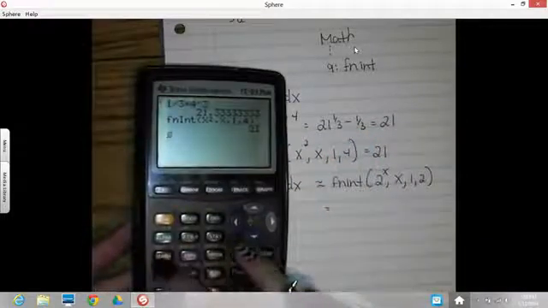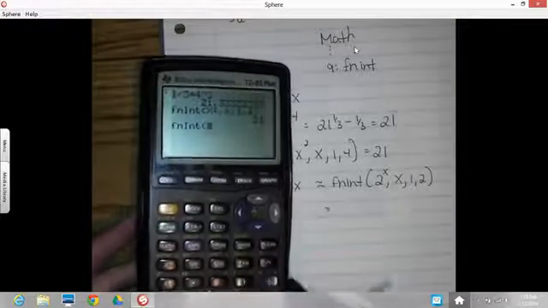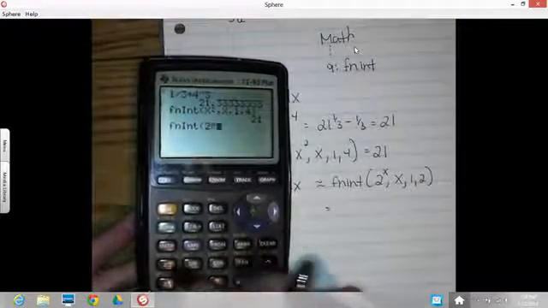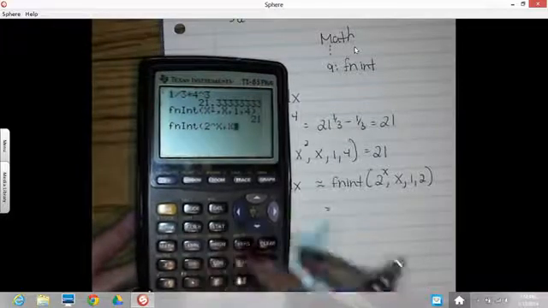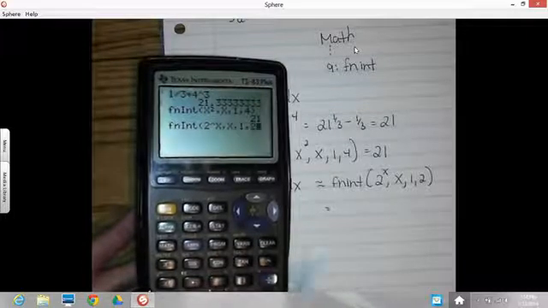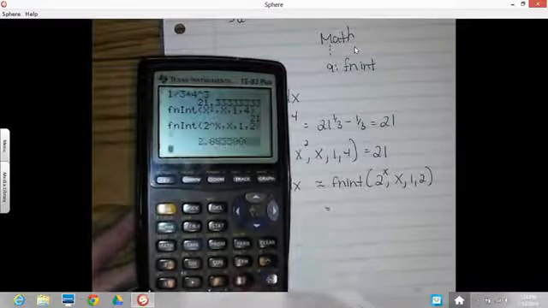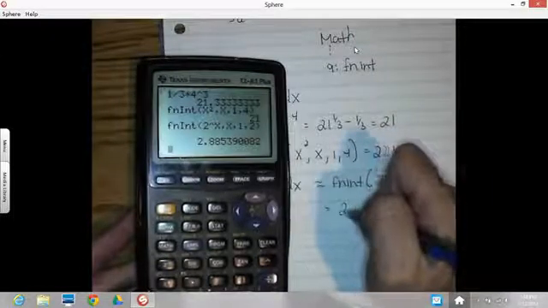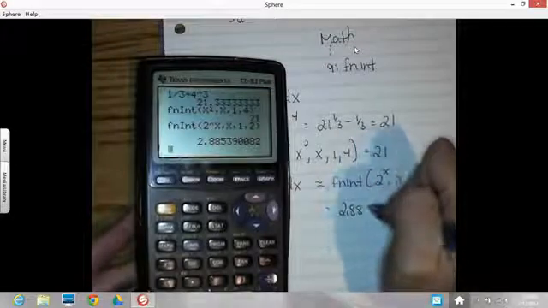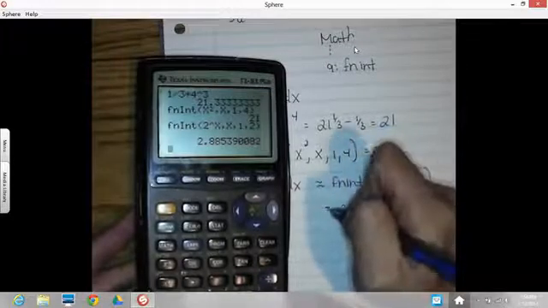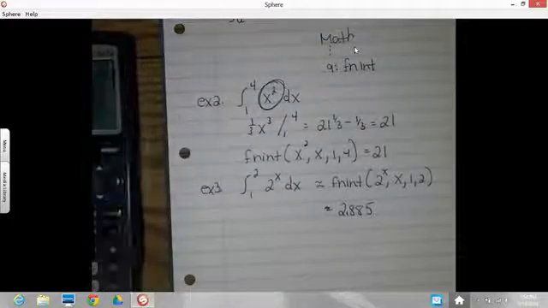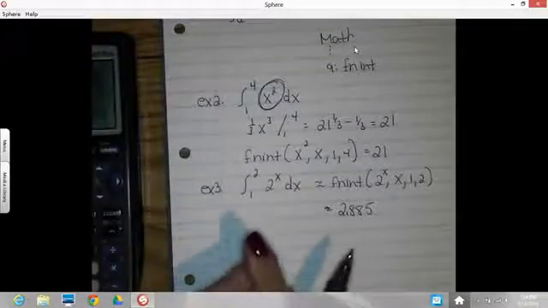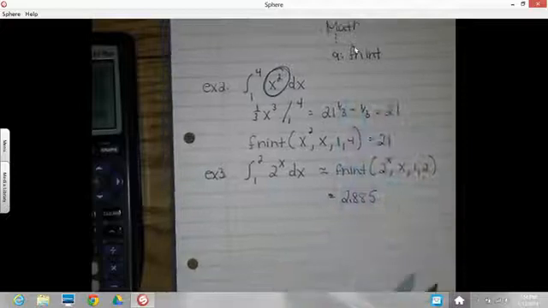So math, down to number 9. 2 raised to the x, comma x, comma 1, comma 2. And so we get about 2.885 will be our area under the curve. Okay, that's all I have. So you've got Simpson's rule, easy plug and chug, and then using function integrate.